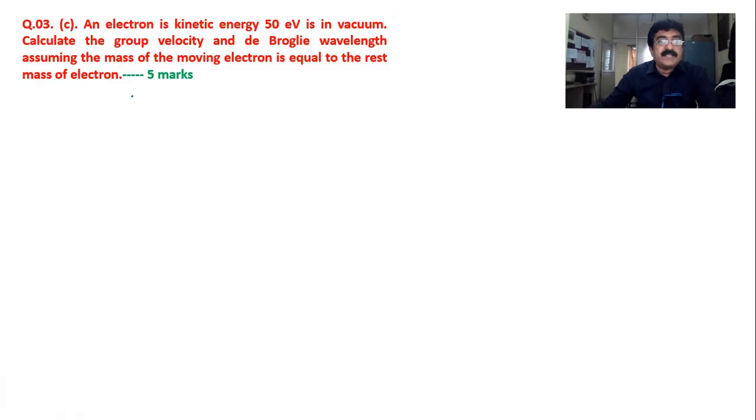The problem goes like this: an electron having kinetic energy 50 electron volt is in vacuum. Calculate the group velocity assuming that mass of the electron is equal to rest mass.